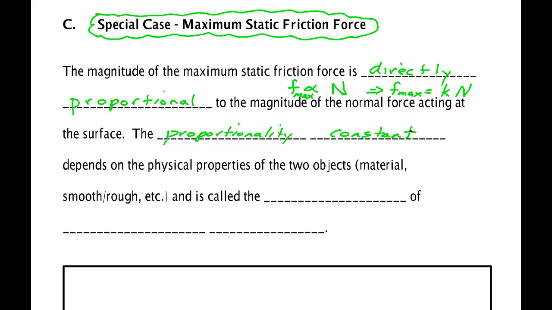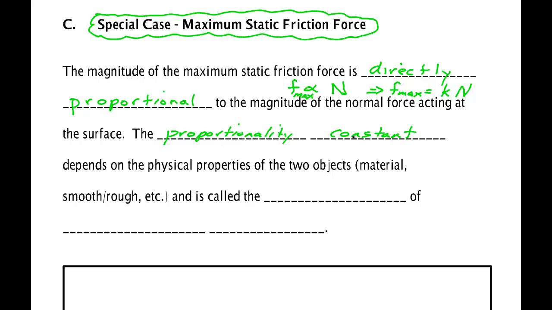Just like in the case, for instance, mass is a proportionality constant between force and acceleration. But you can have objects that have different masses. You can have things that have different proportionality constant. It depends on the physical property of the two objects, what they're made of, how smooth and rough they are. For instance, sandpaper is very rough. It has a big proportionality constant. Ice is not as rough. It has a lower proportionality constant.